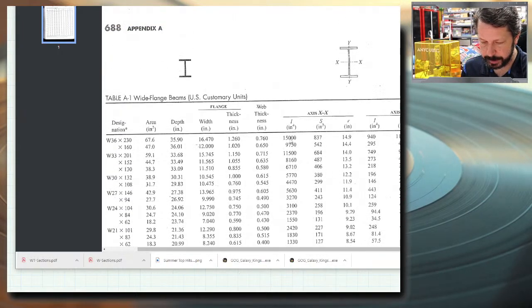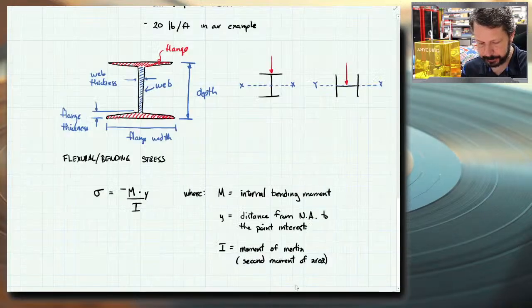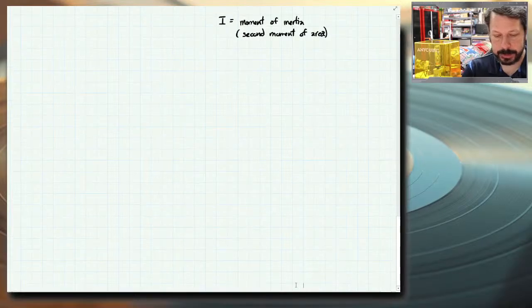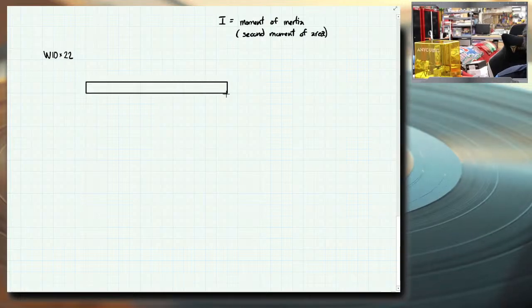Let's use a smaller beam, though. These big giant beams are too big. Let's do something in this range. W10 by 22. Well, let's use that. So let's create a problem where we have a W10 by 22. And let's put some load configuration on it. Here's our simply supported beam. So we'll put a pin and a roller.